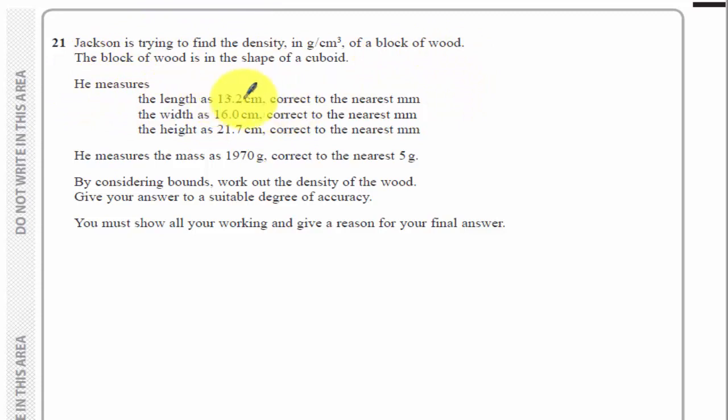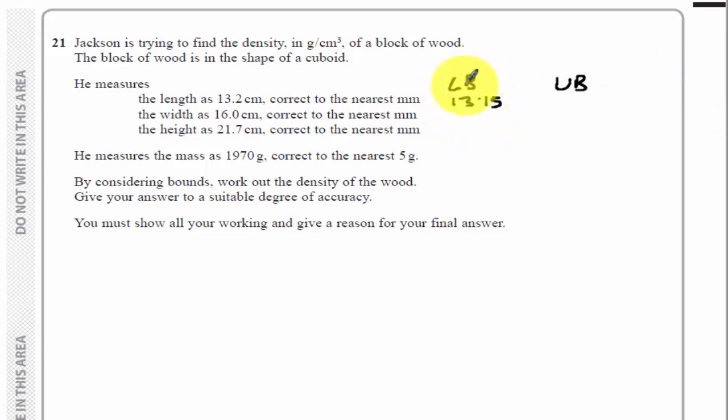I've got these three lengths here correct to the nearest millimetre. So I'm going to put here the lower bound and the upper bound of each one. So 13.2, the lowest it could have been is 13.15. If it was less than 13.15 centimetres, it would have rounded down to 13.1.